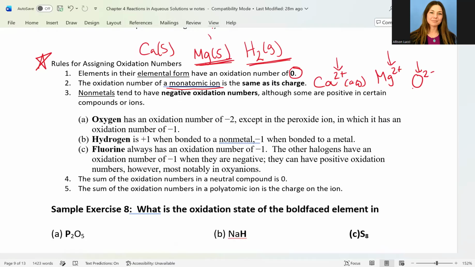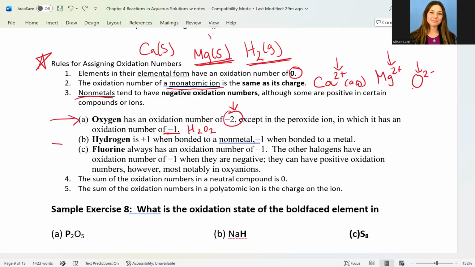Then in rule number 3, nonmetals, so I just indicated oxygen, will tend to have a negative oxidation number. So we see here oxygen has a -2. In the rare case it's in a peroxide, so say H2O2, hydrogen peroxide, for example, is one case when it would have a -1 oxidation number. But for the most part, we're going to see it as a -2, and you probably will not see it as a -1 on an exam. But just note that there are those cases.